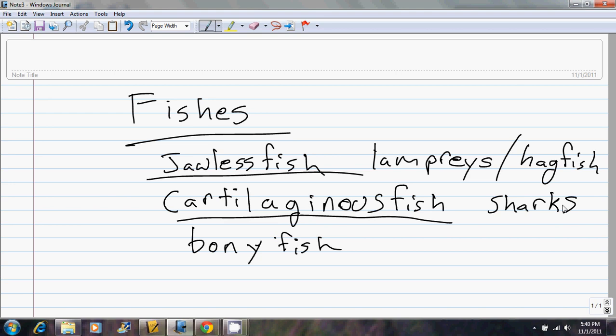Now, it is rigid enough to give them structure like a shark. Because as you can see, they're not gooey, they're not like jellyfish. They have structure to them, but they don't have bones like we do. They have cartilage, which makes up their body.